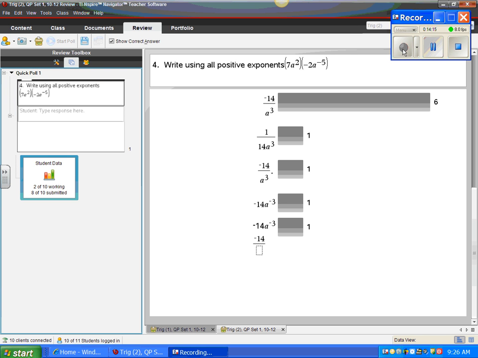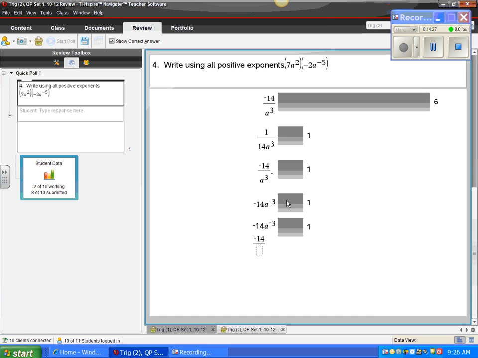Okay, so negative 14 over a cubed is perfect. Nice job, you guys. I got 6, 7. 7 of you got it. Remember, we don't generally like negative exponents, so we like to get rid of those. Okay? So let's go over how to do that one.